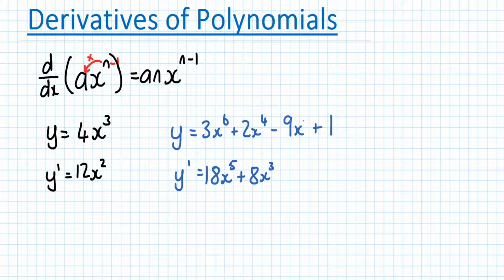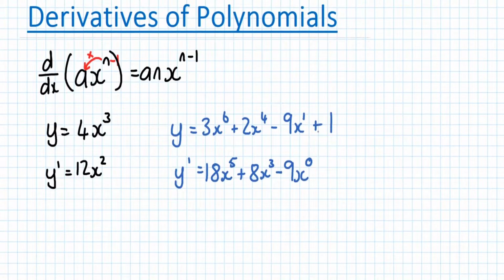With this negative 9x here, the power in front of the x term is 1. It looks like there's nothing there, but it's actually 1. So I'm going to write this one out a bit more explicitly for you. So minus 9 times 1 is 9. X to the power of 1 take away 1 is 0. And the derivative of any constant term, so without any x terms relating to it, is just 0. So we always ignore the constant terms at the end of a polynomial, usually is where you find them.